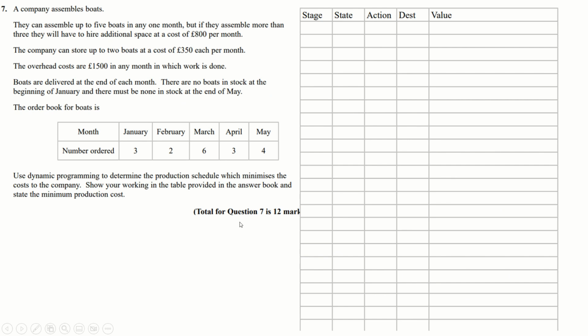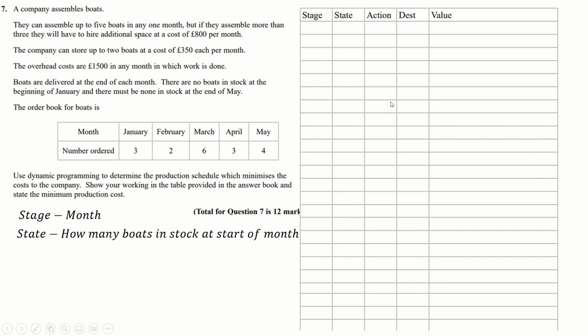Cool. Question 7 then is the dynamic programming question, which is a great question, and you should definitely learn how to do this, because you get an absolute ton of marks for just doing a lot of the same thing over and over again. I'll firstly just define the stage as the month. Of course, this is dynamic programming, so we'll work from the end. So our first month will be April. The state is how many boats we'll have in storage at the start of the month.